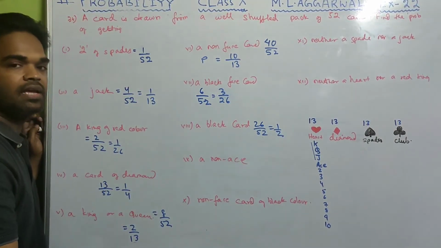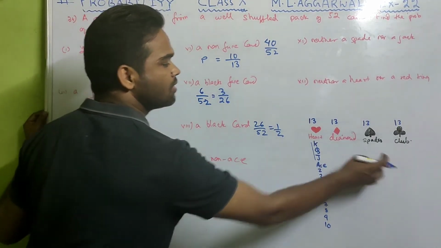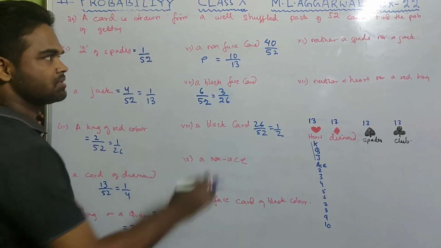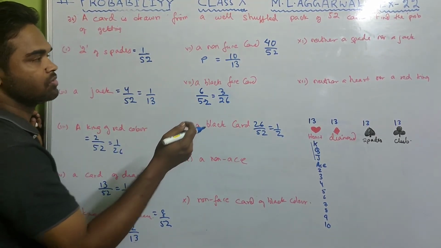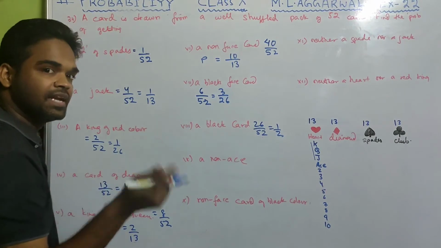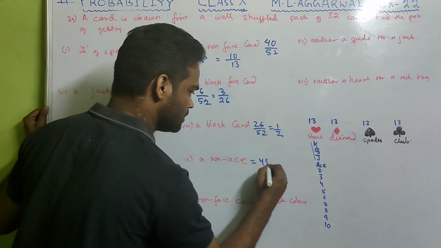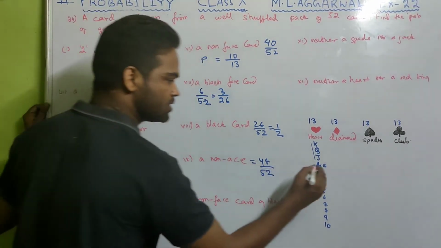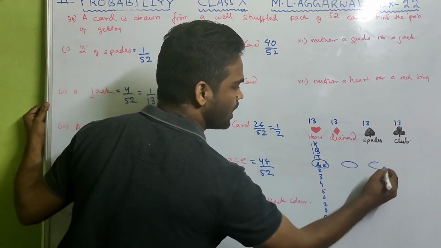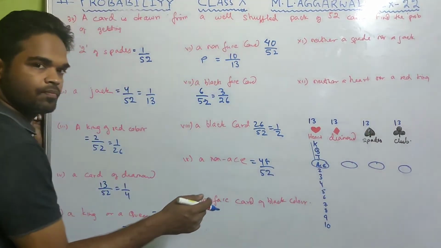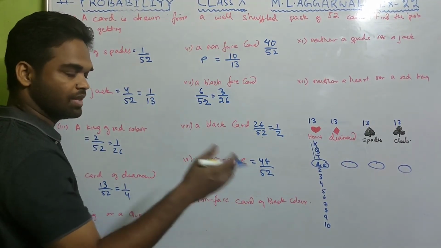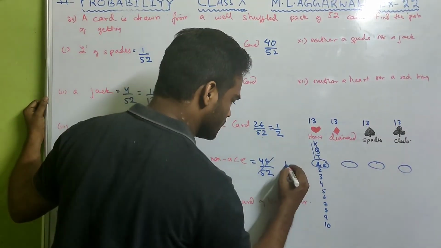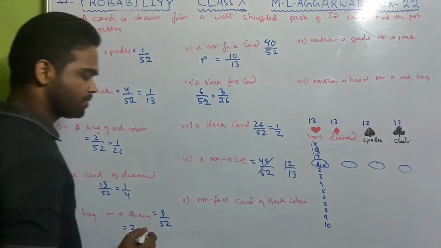A non-ace card: there are 4 ace cards, so remove that, and whatever is left is a non-ace card, which means 52 minus 4, that's 48 non-ace cards out of 52. Just remember, ace card means what? There will be 4 ace cards. Total is 52, so 52 minus 4, that's 48 are non-ace cards. 48 by 52, 4 12 times, 4 13 times.